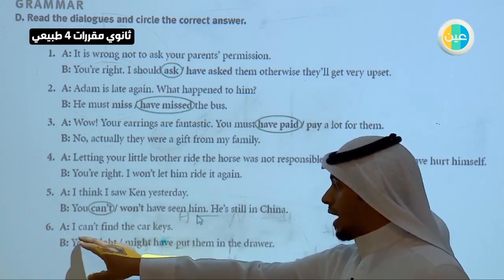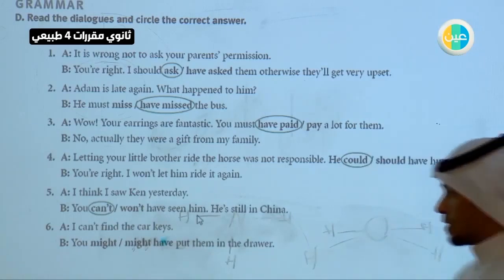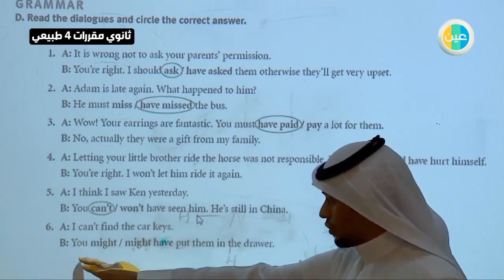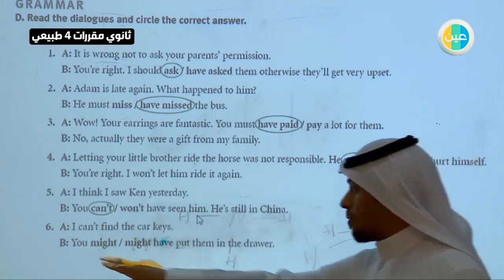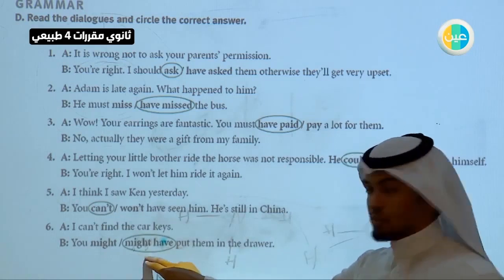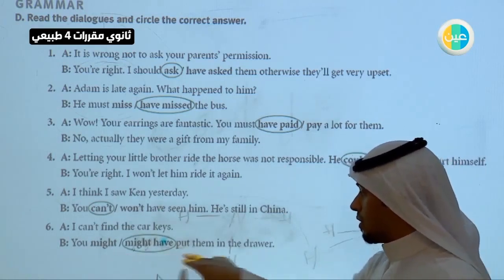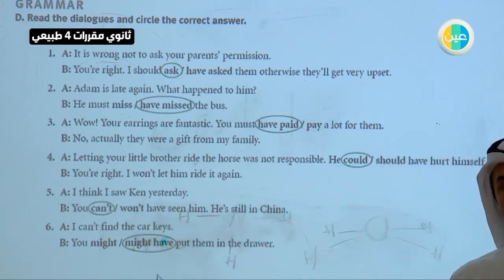6, A, I cannot find the car keys. I'm looking for them. I couldn't find them. So someone says, you might or might have put them in the drawer. What do you think? It's might have. Why? Because it expresses possibility. Maybe they are in the drawer. Maybe they are not. Maybe they are somewhere else.